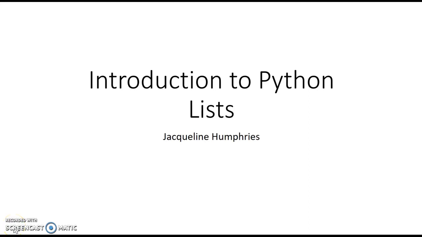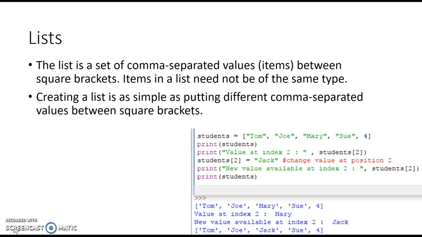Python has a number of data structures, which are sequences, and the most common type that we use are lists. So what is a list? A list is a set of comma-separated values, which are between square brackets.